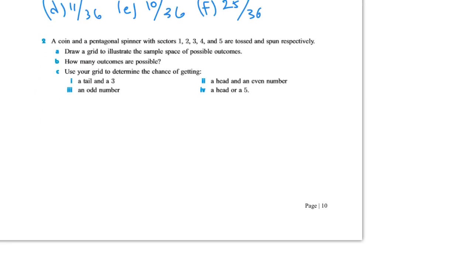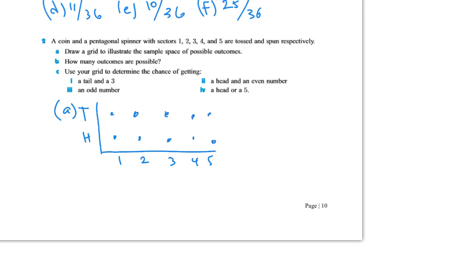Okay. Suppose I have a coin and a pentagonal spinner that's got the numbers 1 to 5. Tossed and spun. Draw a grid for this chance process. So the coin's only H or T. The pentagonal spinner is 1, 2, 3, 4, 5. So I would have a sample space that has 10 equally likely outcomes in it. Remember, these simple rules are only for chance processes that have equally likely outcomes.